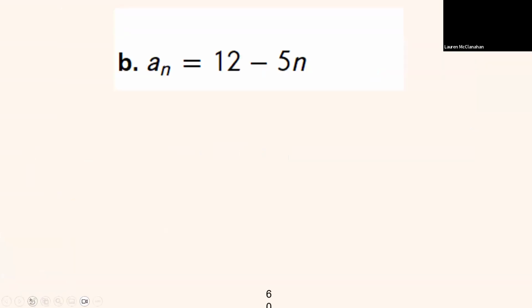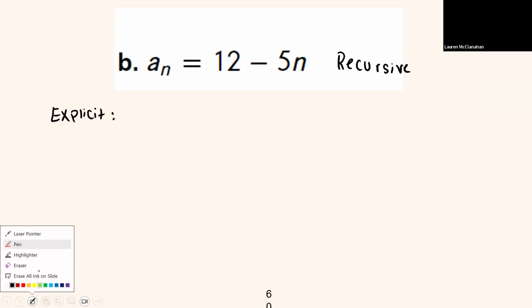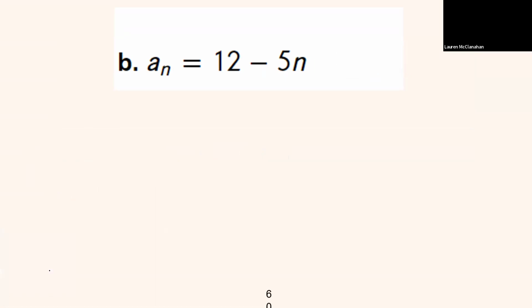All right, see what you can do with B. This is given to you in recursive, and I want you to do the exact same thing we just did. I want you to write the explicit form. Oh, I'm sorry, I messed up. Sorry, guys. This is given to us in explicit, and I want you guys to give me the recursive. It's given to us in explicit, and then you do recursive.